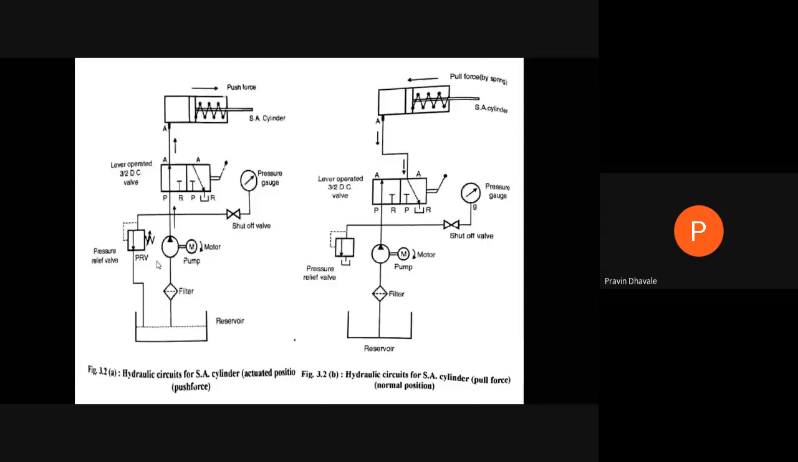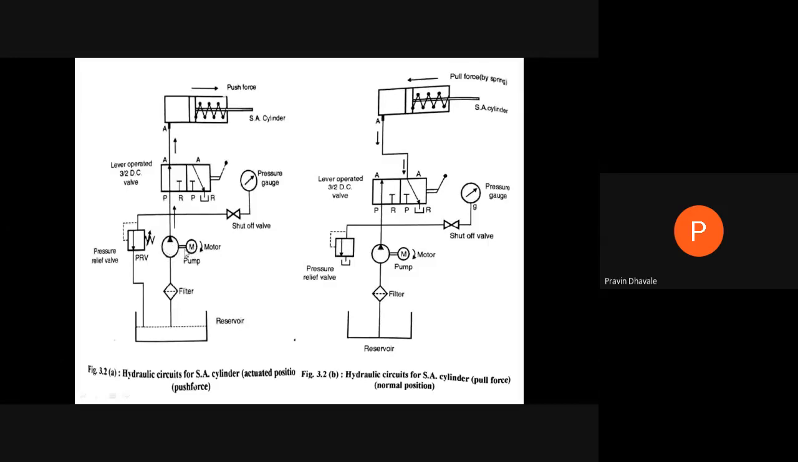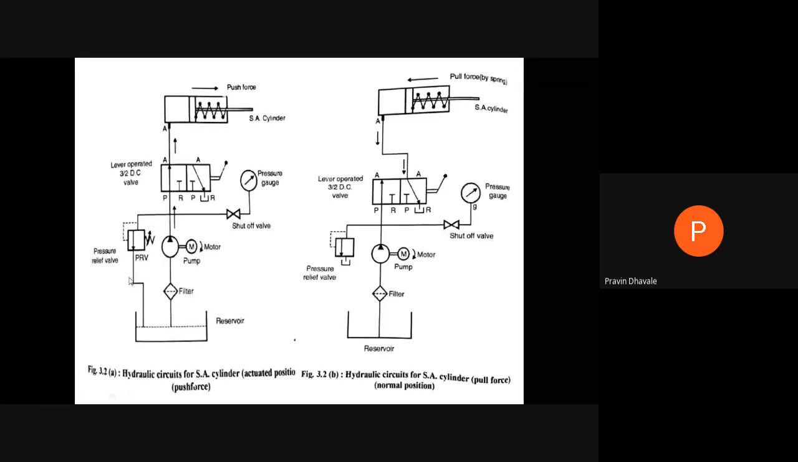Some names are given near the symbols so they can be identified. This will be the filter, this will be the reservoir, pump, motor. The pump is always connected with a motor. The pump is called a prime mover. It requires some external source to run it, so we supply the energy by using an electric motor or IC engine. Then this will be the pressure relief valve. It will set the system pressure.